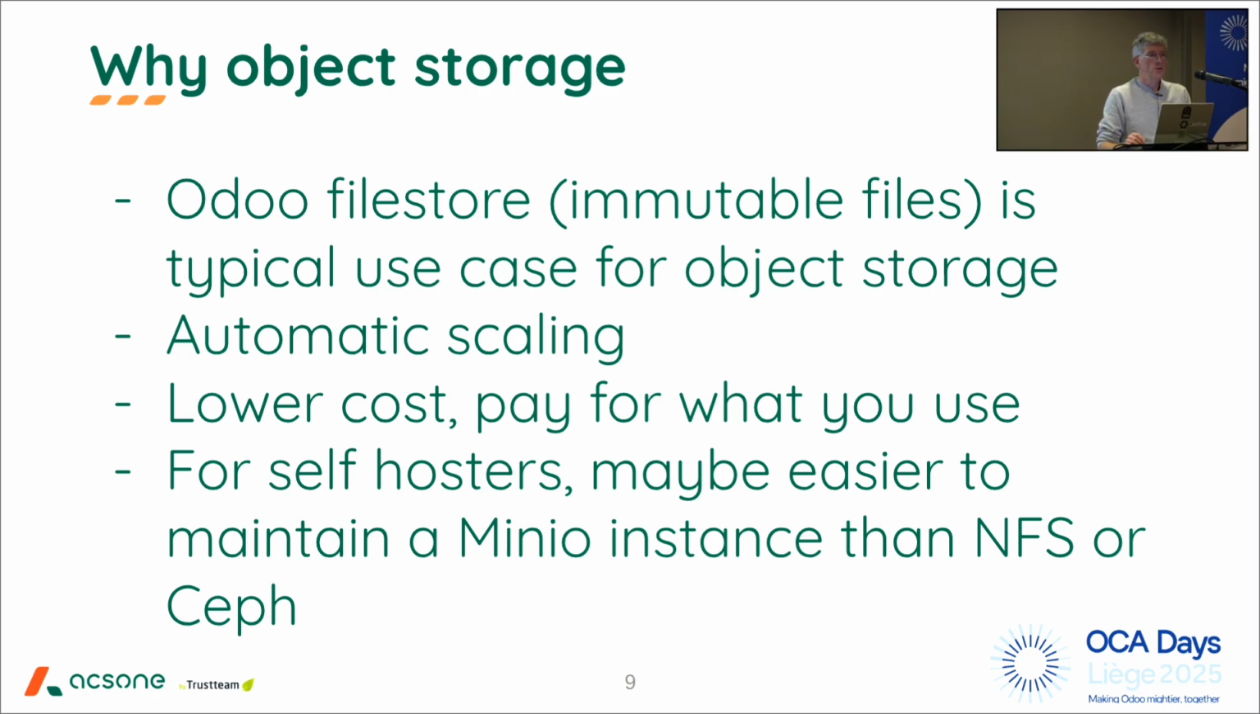Object storage, typically S3, or the equivalent at Azure or Google, is a typical use case for these kinds of files, because those files are immutable. You never modify the content of a file, so it's a good use case. You get automatic scaling. As your file store grows, you typically don't have anything to do to add capacity.